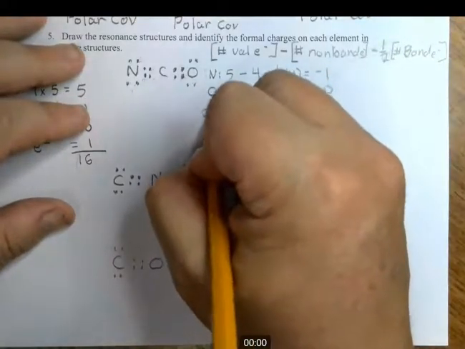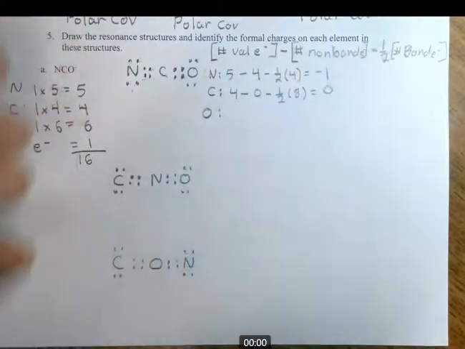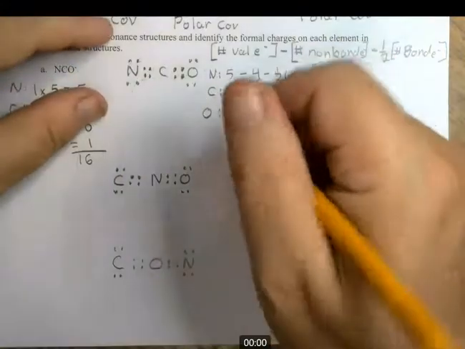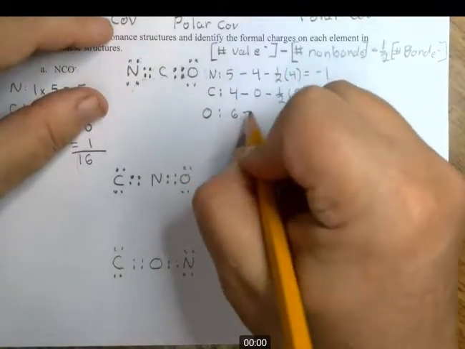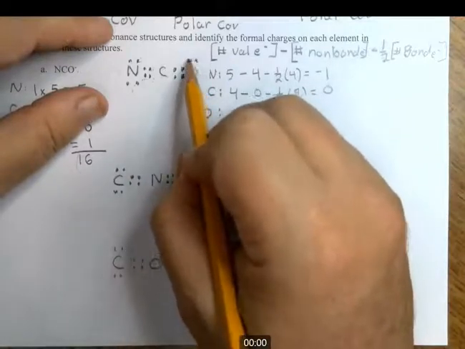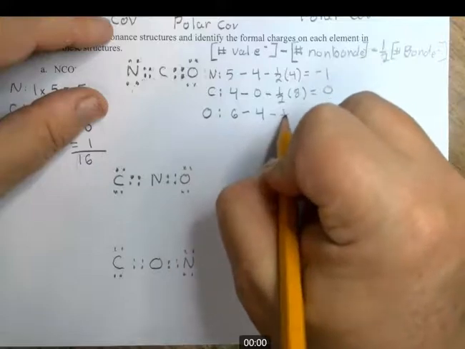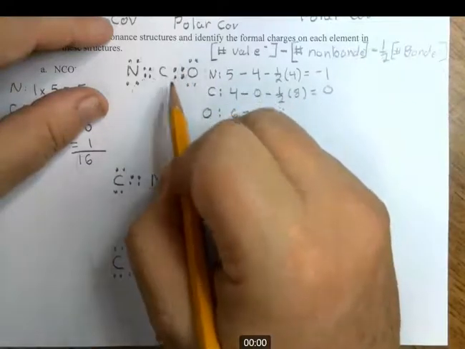Keep moving. Oxygen. Stop the tape at this point if you get the concept, and do the rest of them on your own, and then just compare rather than copy. Okay, oxygen has 6 valence electrons. It has 1, 2, 3, 4 that are non-bonding. And then it has 1, 2, 3, 4 that are bonding.